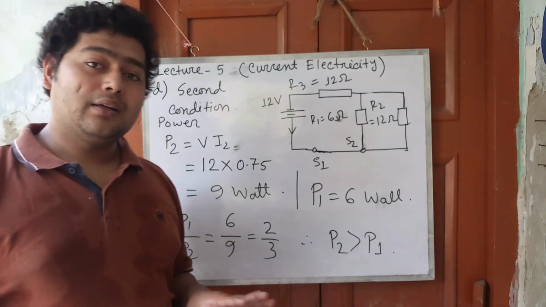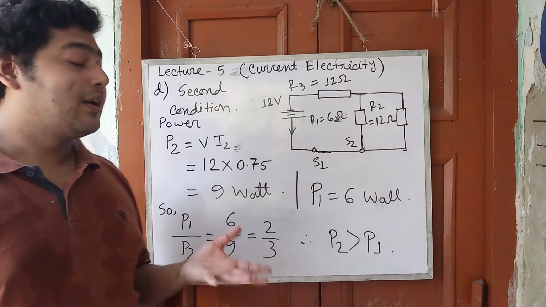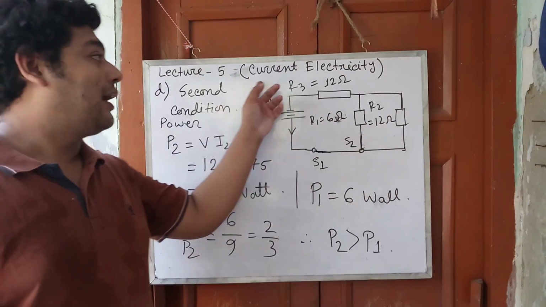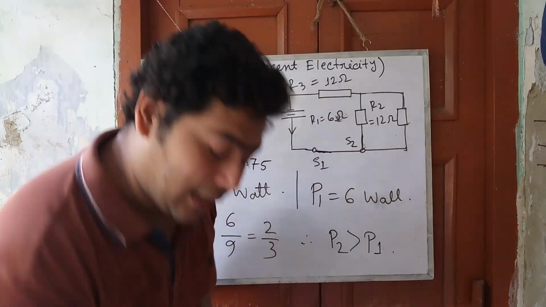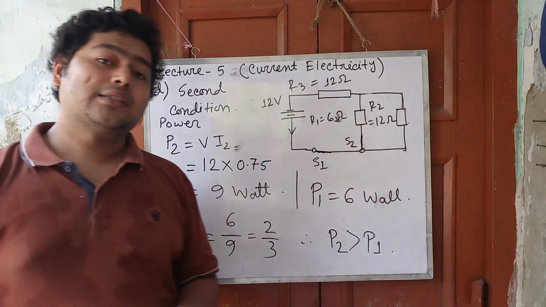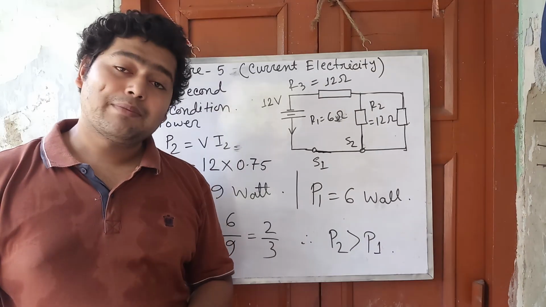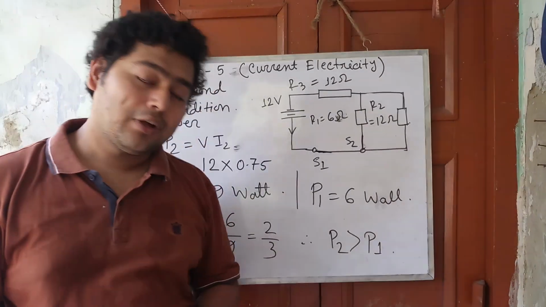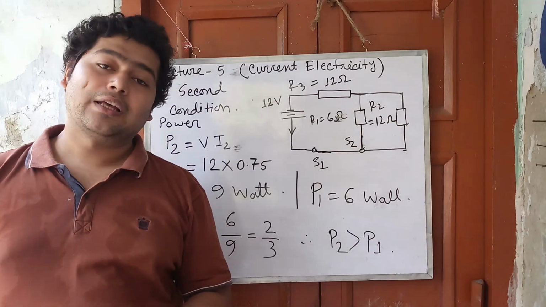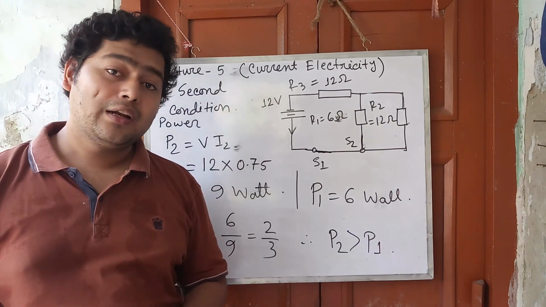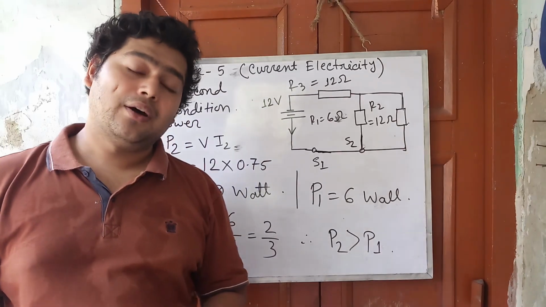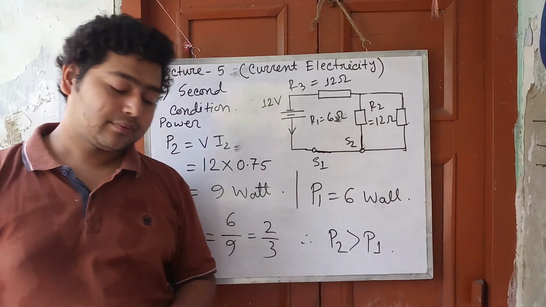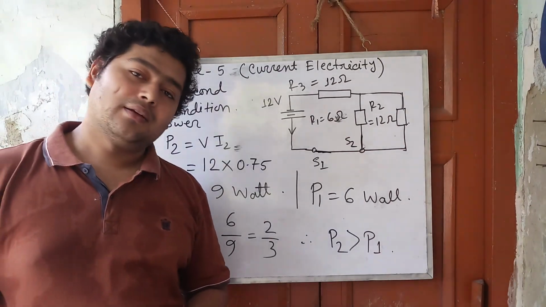So this is our last class for current electricity. In our next class we will discuss chapter 12, and the name of chapter 12 is magnetic effects of current. We will discuss it in our next class. Until then, thank you.